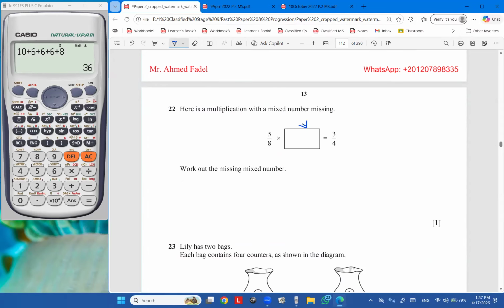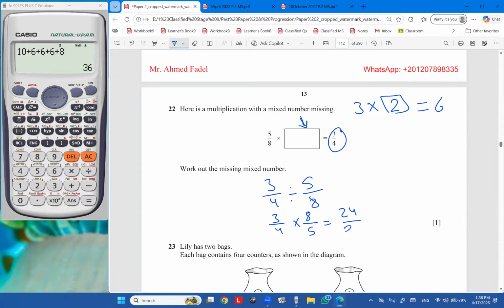You got one way to do this, which is imagine as if I'm saying to you 3 times what equals 6. It's 2. Mr., how did you do it? I did 6 divided by 3 gives me 2. So do the same thing. 3/4 divided by 5 over 8. Keep change flip. So 3/4 multiplied by 8 over 5 equals 24 over 20, right? So this is the answer actually, but simplifying that, divided by 4, gives you here 6 over 5.